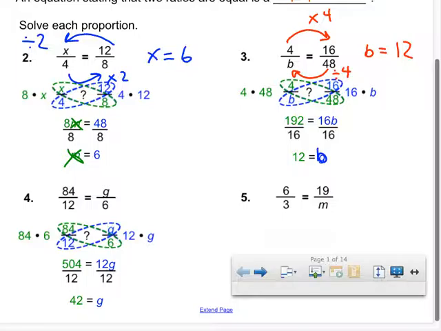And who wants to walk me through this last problem? Sergio. Last problem, walk me through it, please. How I got it? Yep.